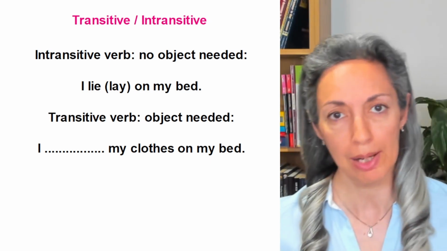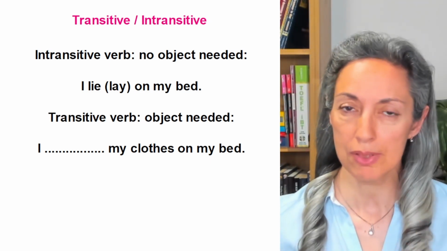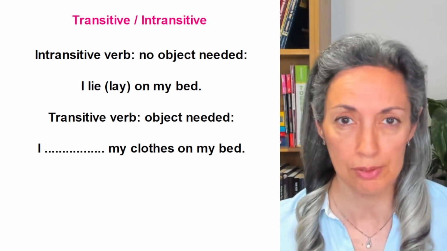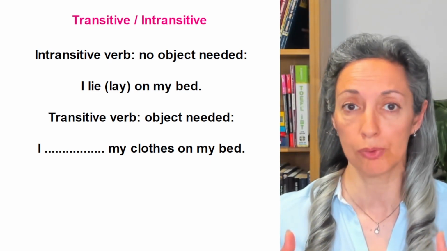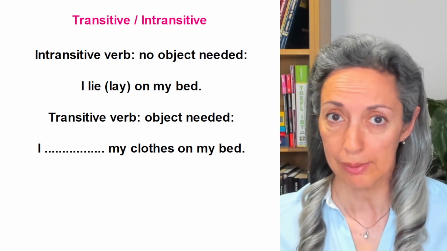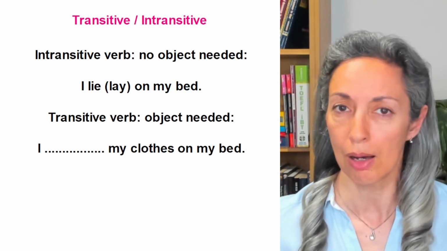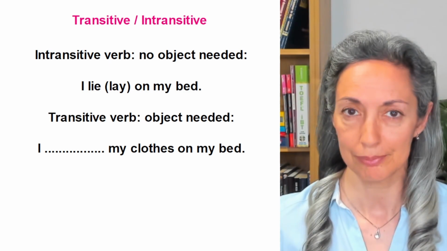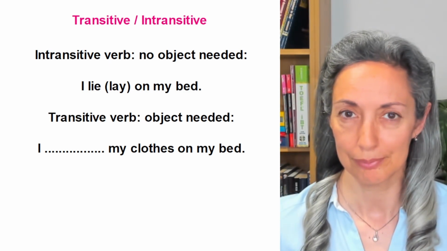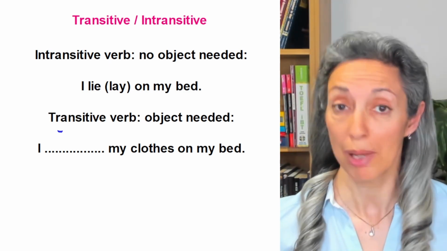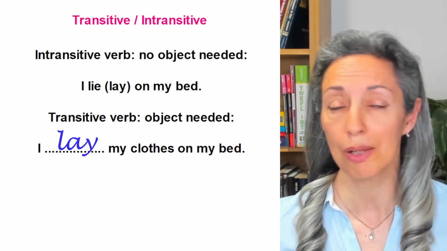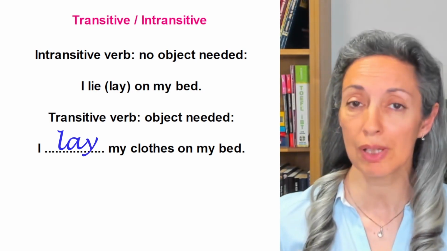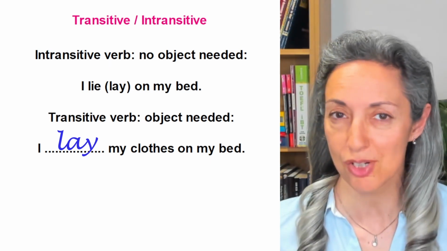I lie or I lay on my bed. But there is also a transitive version of this verb. For example, if you want to put your clothes on your bed, what should we say now? I blank my clothes on the bed. And the answer is again the verb lay. I lay my clothes on my bed, both in British and in American English.